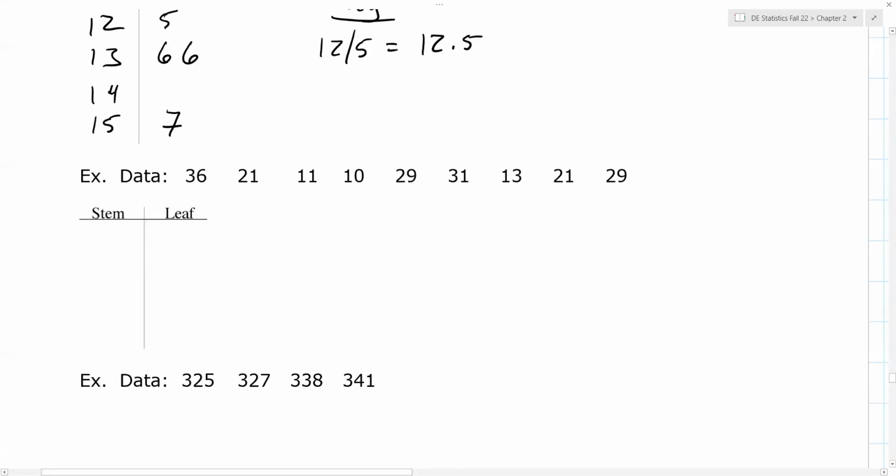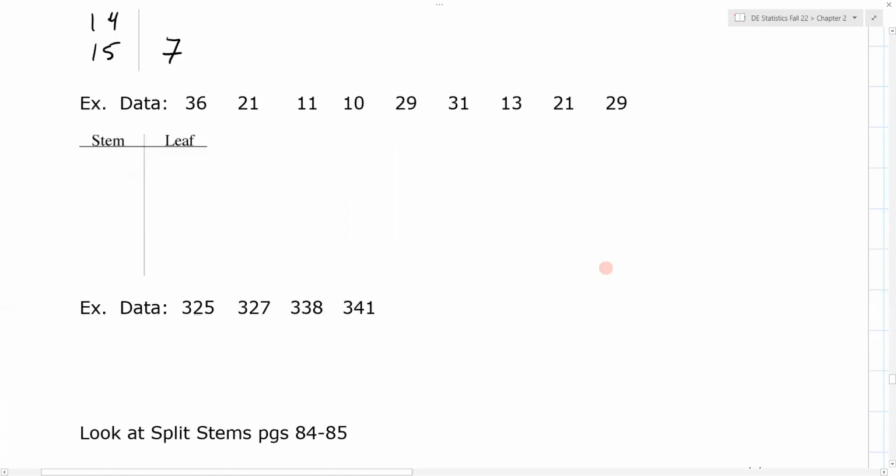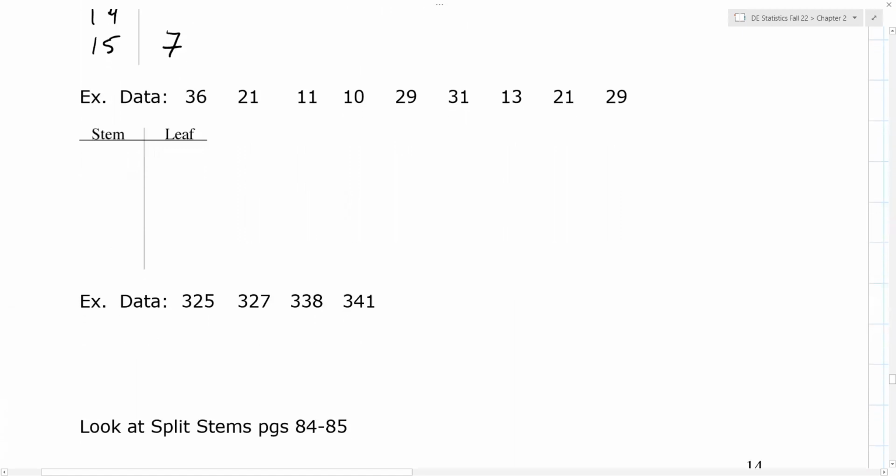All right. Do these next 2 on your own, and then come back and we will go over them and make sure that you got them right.